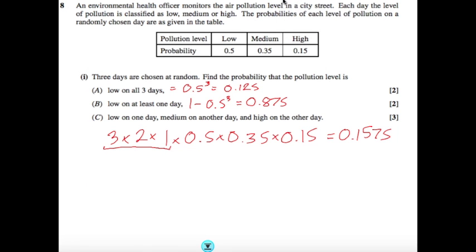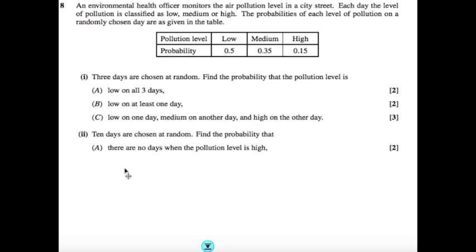Right, part 2 then. Right, 10 days are chosen at random. Find the probability that there are no days when the pollution level is high. And so I think now you should be hopefully recognising we're going to have to use a binomial distribution. So if you think about what x is, that's going to be the number of days the pollution level is high. So you might want to make a note of that.